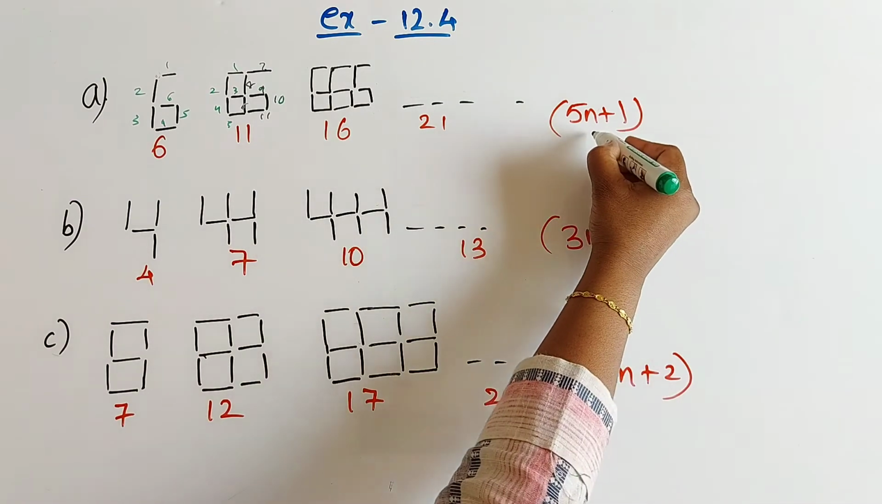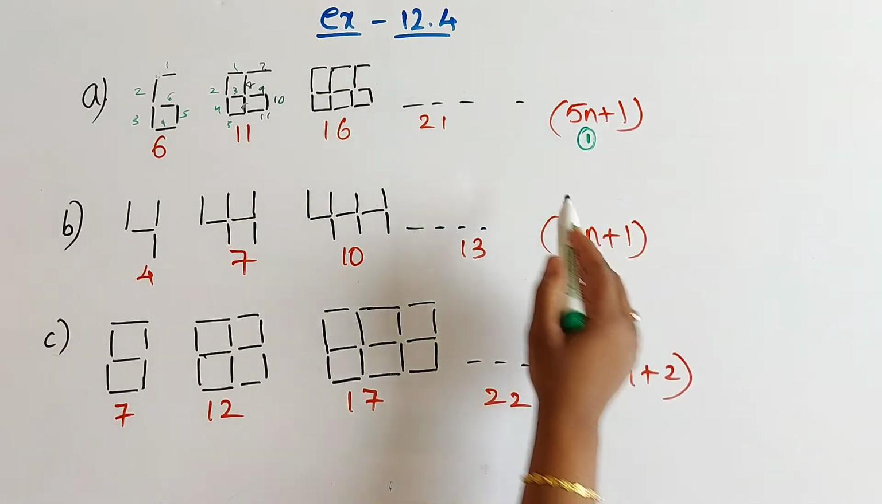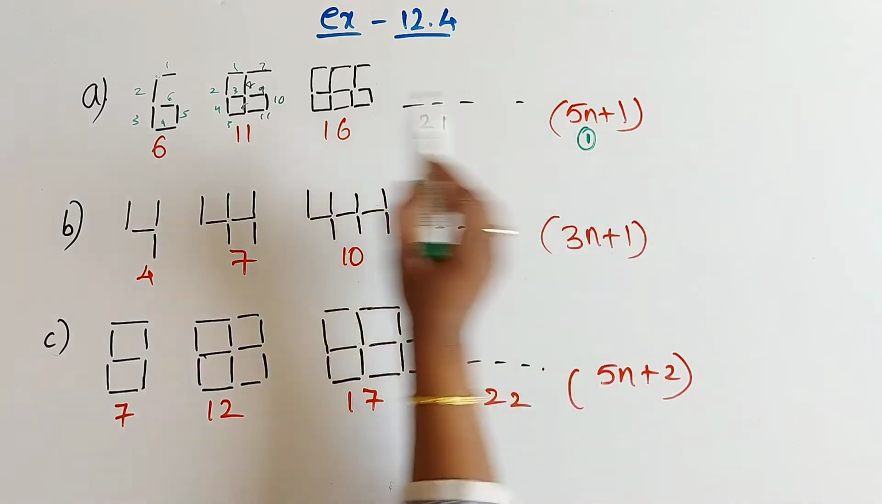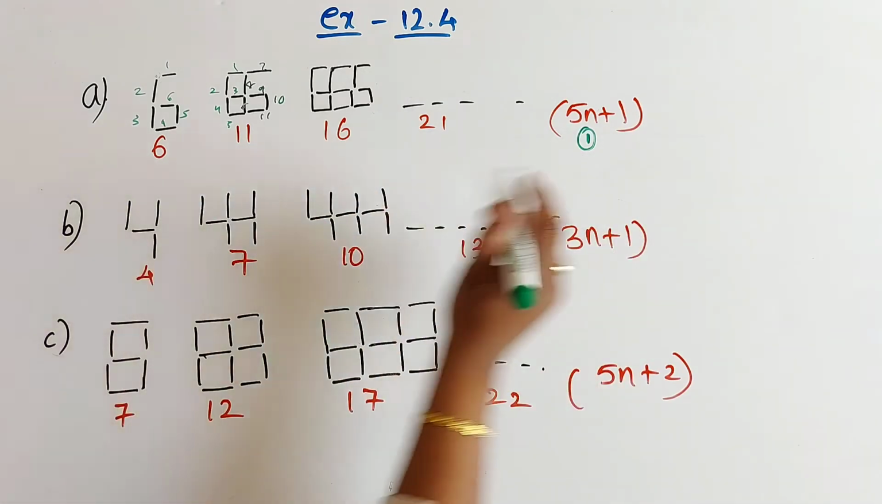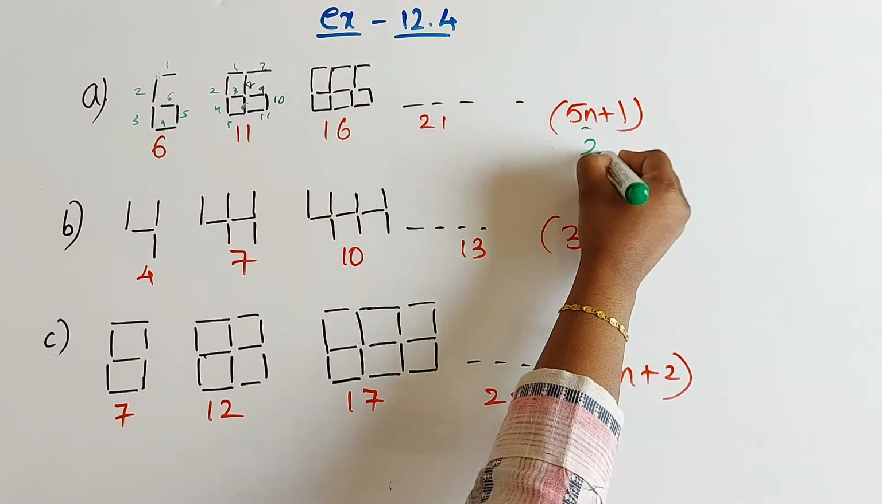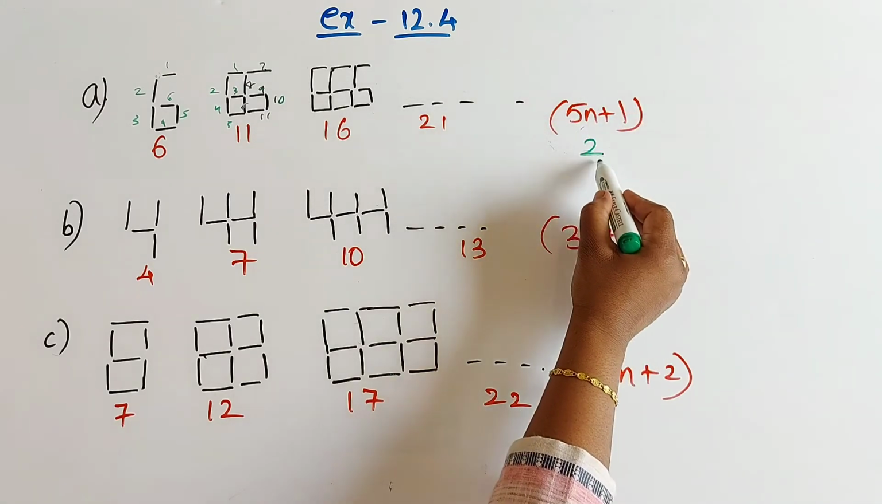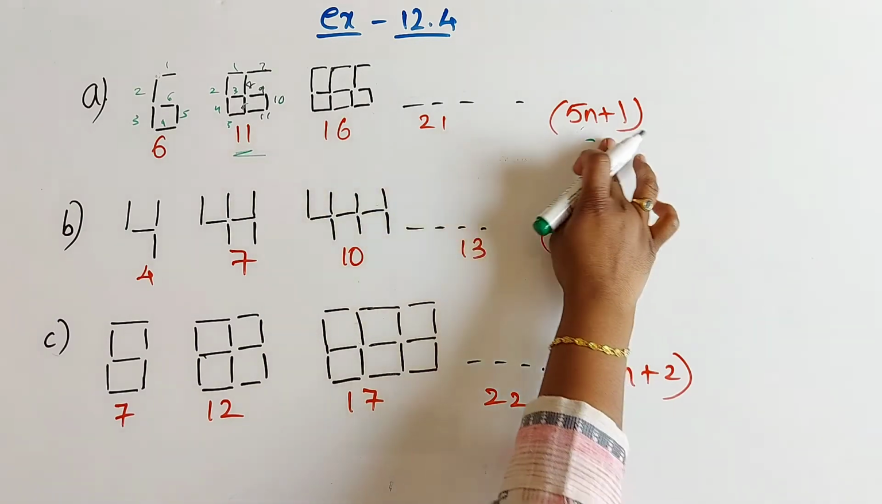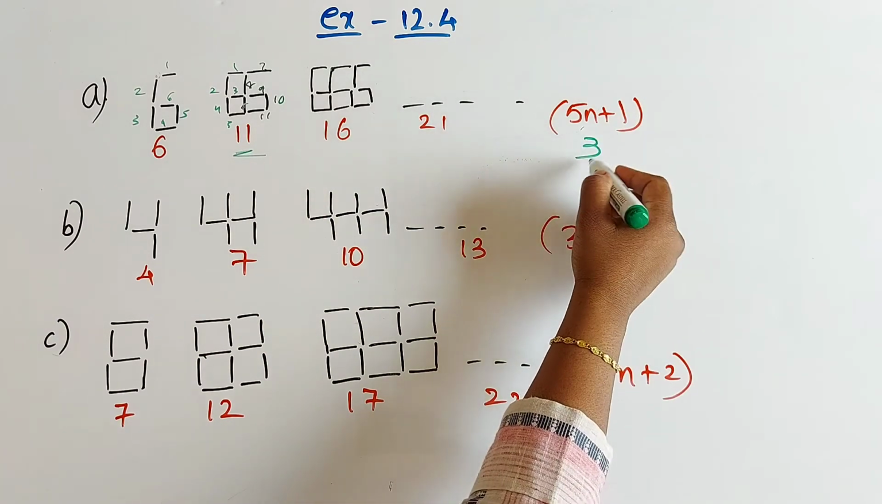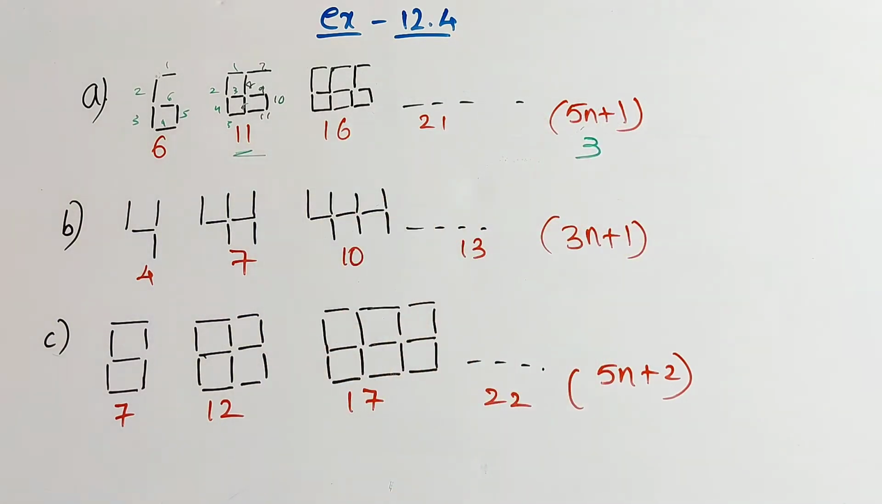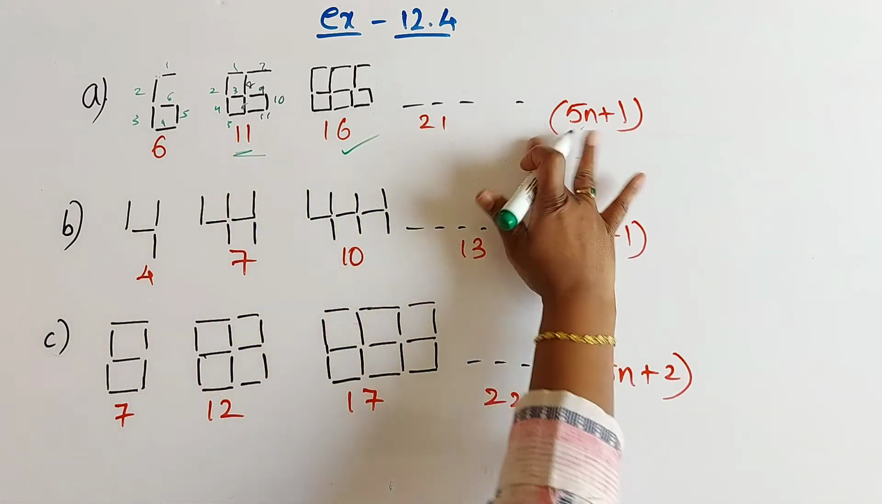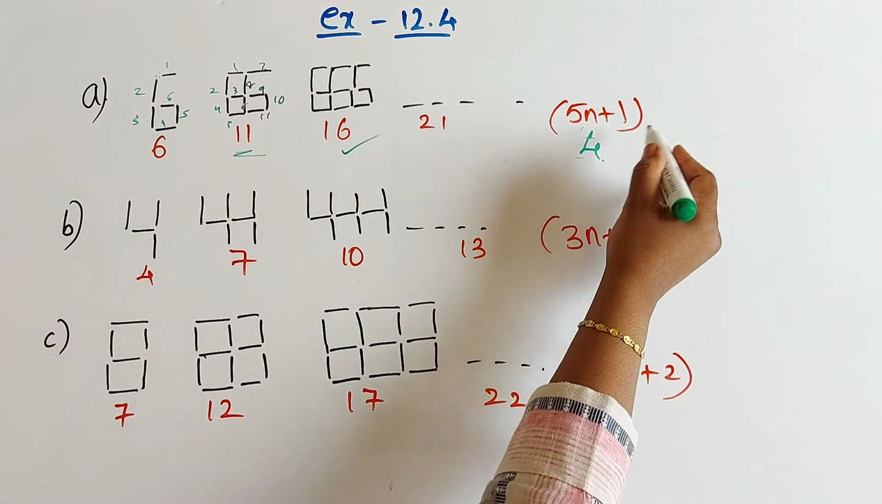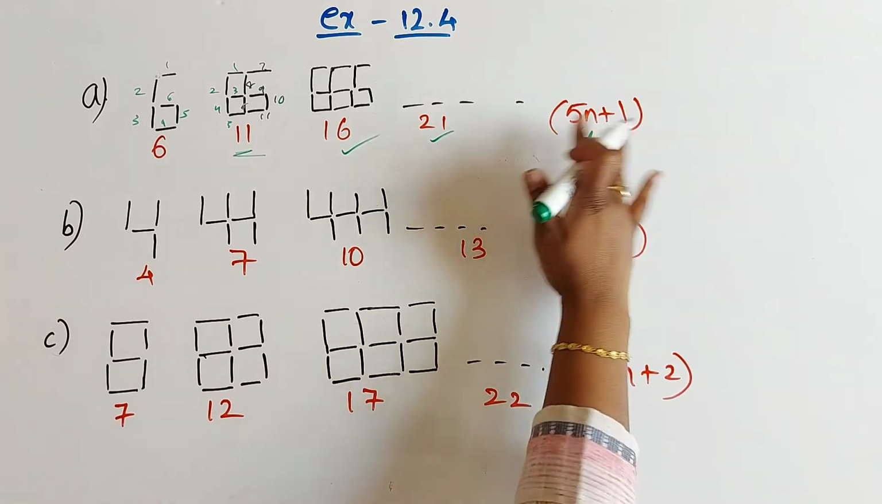How is it? If n equal to 1. Right, children? 5 ones are 5 plus 1. That is 6. Correct? Now we'll check with 2. If n equal to 2, children, 5 2s are 10 plus 1, 11. This is also correct. Now we'll check with 3. 5 3s are 15 plus 1. That is 16. Correct. Next check with 4. 5 4s are 20 plus 1, 21. This is also correct.